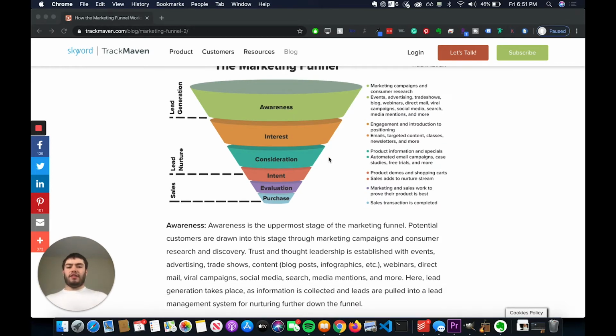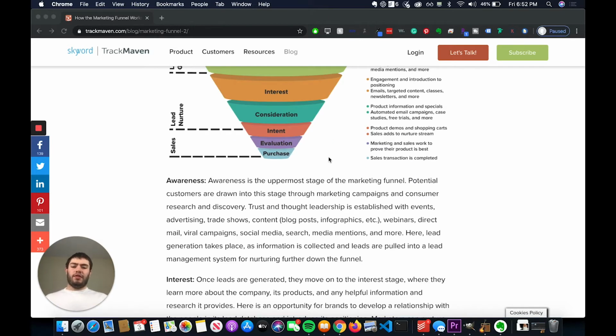The next part of the funnel is consideration. This is where you're trying to get your customer to consider you as a potential solution for their pain point. This is where you're nurturing your leads. So you're giving product information and specials. You have your automated autoresponder campaigns and you have free trials, and you're really starting to get people to use your products and get their feet wet.